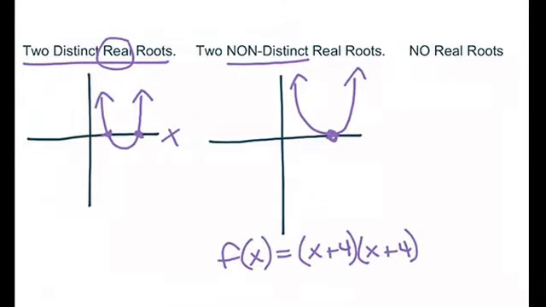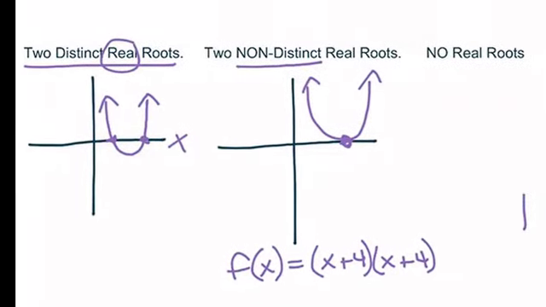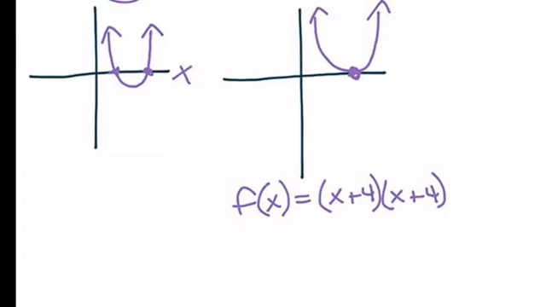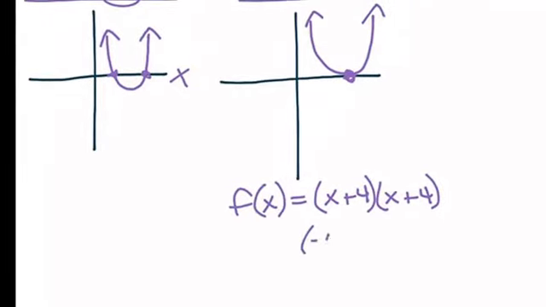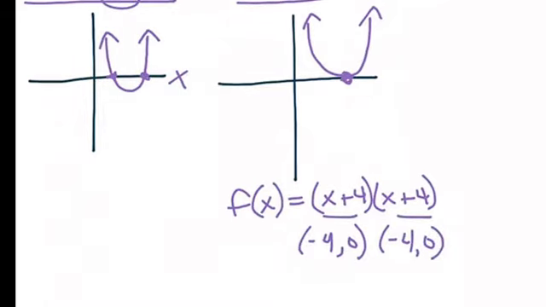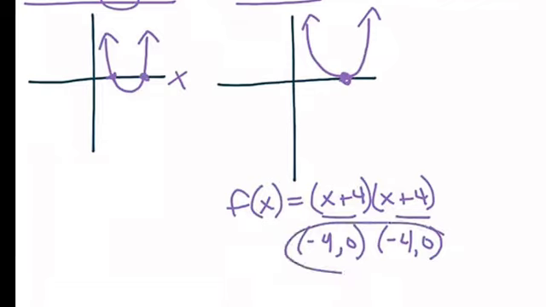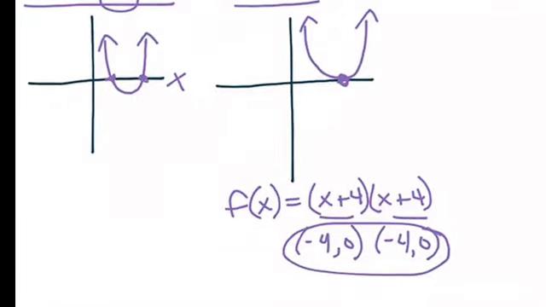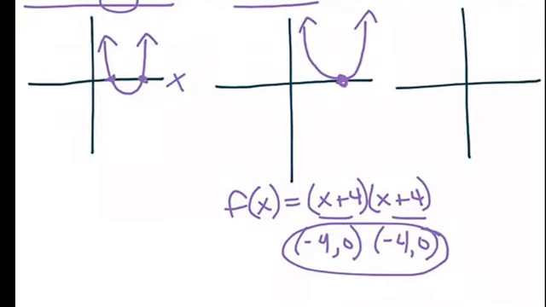So when you're looking at that factored equation, what are your x-intercepts going to be? Well, they're going to be negative 4, 0. And in this second parentheses, that also represents negative 4, 0. So there are 2 of them in the equation, but it actually represents 1 point. That's 2 non-distinct or not specific real roots. They repeat each other. Okay, the last situation is when there are no real roots.